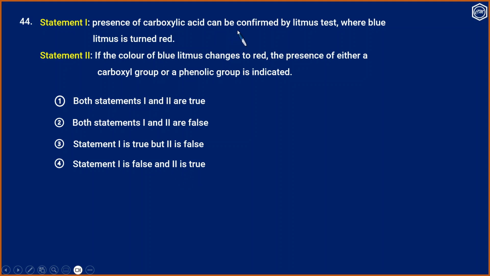Presence of carboxylic acid can be confirmed by litmus test. But we cannot use this as a confirmatory test for carboxylic acid because phenols also turn blue litmus red. So statement 1 is not correct. So statement 2 is correct. If the color of the blue litmus changes to red, the presence of either a carboxyl group or a phenolic group is indicated. So that is the correct option.